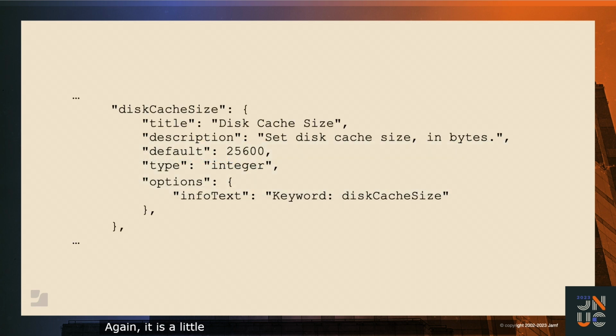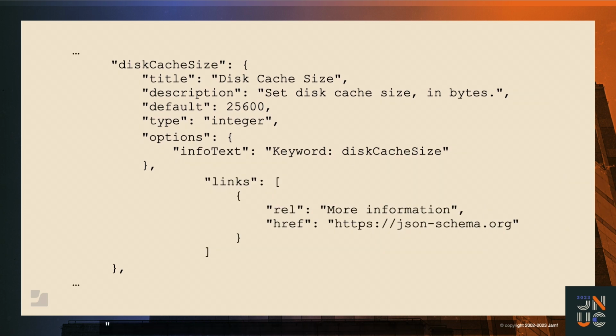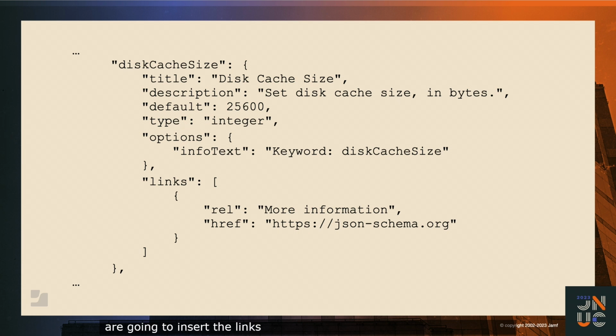Let's go back and look at the JSON that makes up that property. We're going to insert the links keyword. Links has a couple of required pieces of information. We need to specify the relation to the hyperlink we're creating. In this case, it's more information, and we need to specify the URL that it's going to go to.